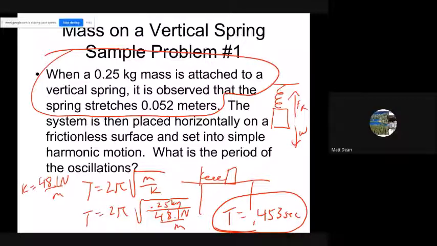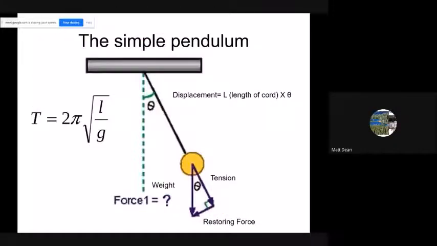All right. So now we're ready to do one more problem, and this time we want to talk about pendulums. So here's a simple pendulum. Some things you ought to know about the pendulum. Number one, this is the equation for the period of the pendulum. You'll find this equation on your AP Physics 1 formula sheet.